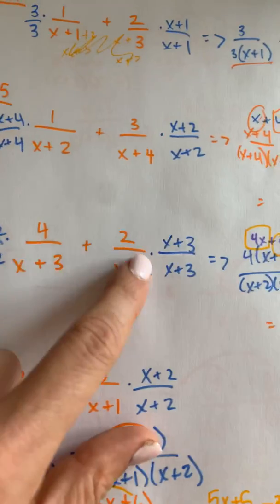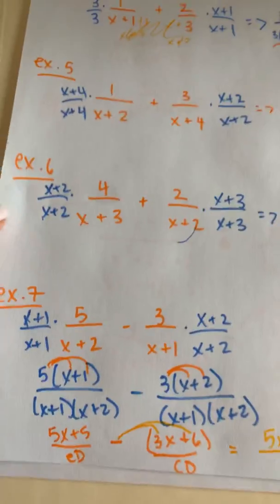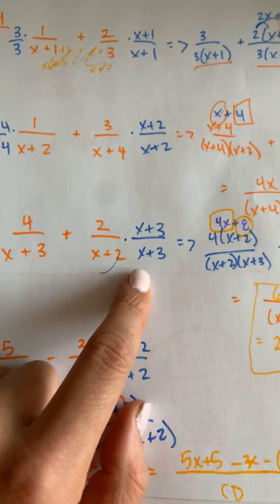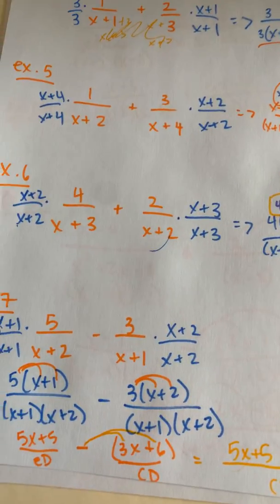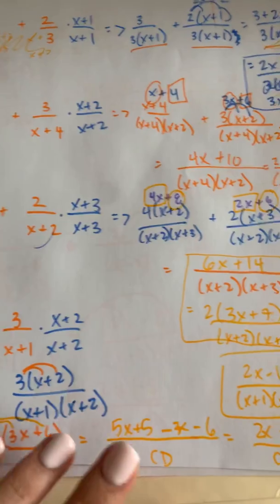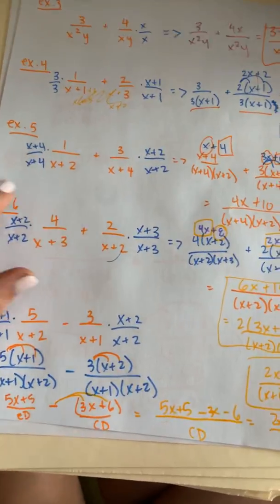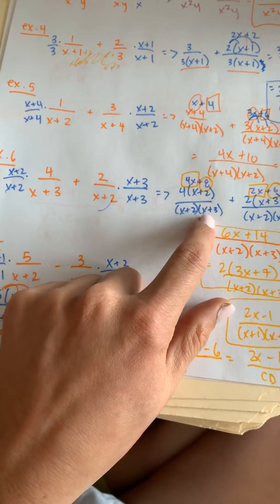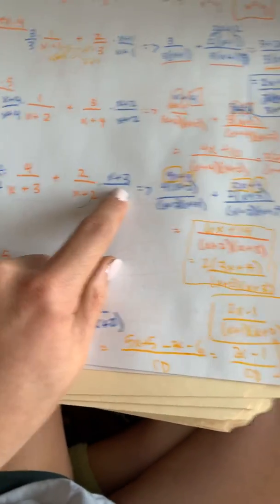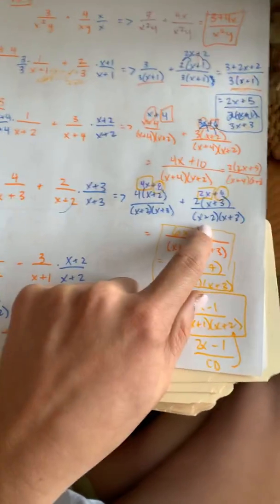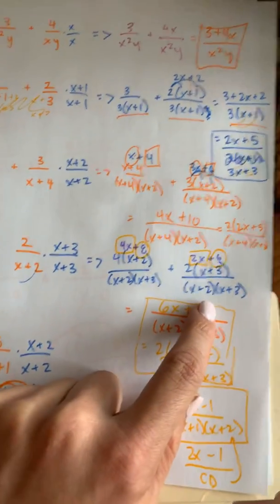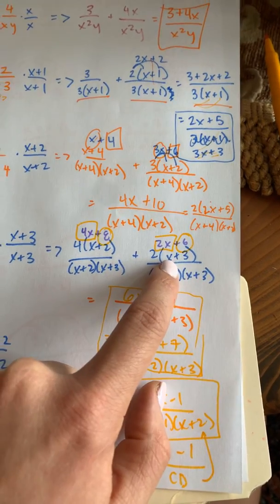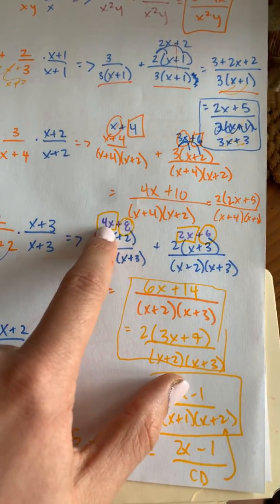So you have this and this. That's the original problem. This guy needed an x plus 2 over x plus 2 because that's the denominator of this side, and multiply this one by x plus 3 over x plus 3 because that's the denominator of the other side. Now we have 4 times x plus 2 over x plus 2 times x plus 3, and 2 times x plus 3 over the common denominator x plus 3 times x plus 2. Then if I just FOIL it out, 2x plus 6 and 4x plus 8, the 4x and the 2x can come together, and then the 8 and the 6 can come together.